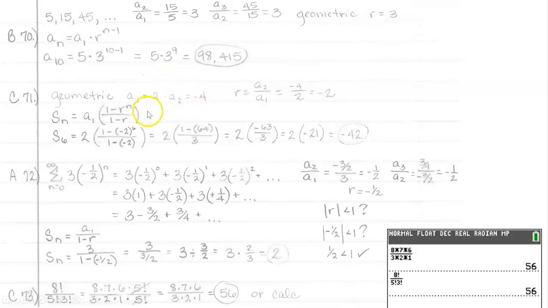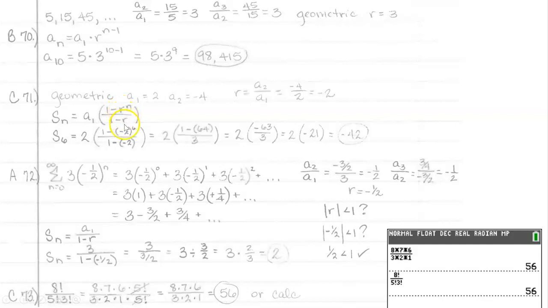So I'm going to do second term divided by first. So negative 4 divided by 2 gives me a ratio of negative 2. And they asked me to find the sum of the first 6. So I'm going to use my geometric sum formula. This is my first term right here. So my first term, again, was 2. And my ratio was negative 2.